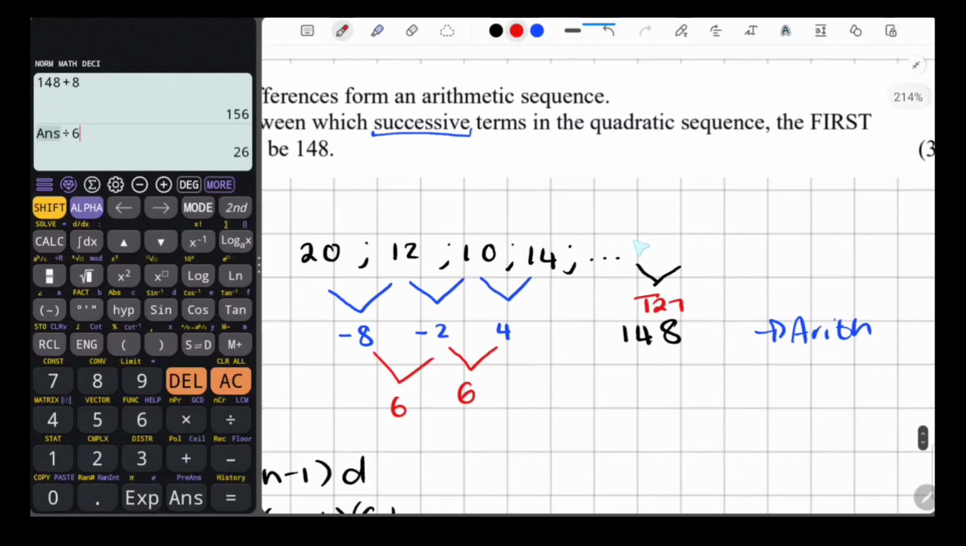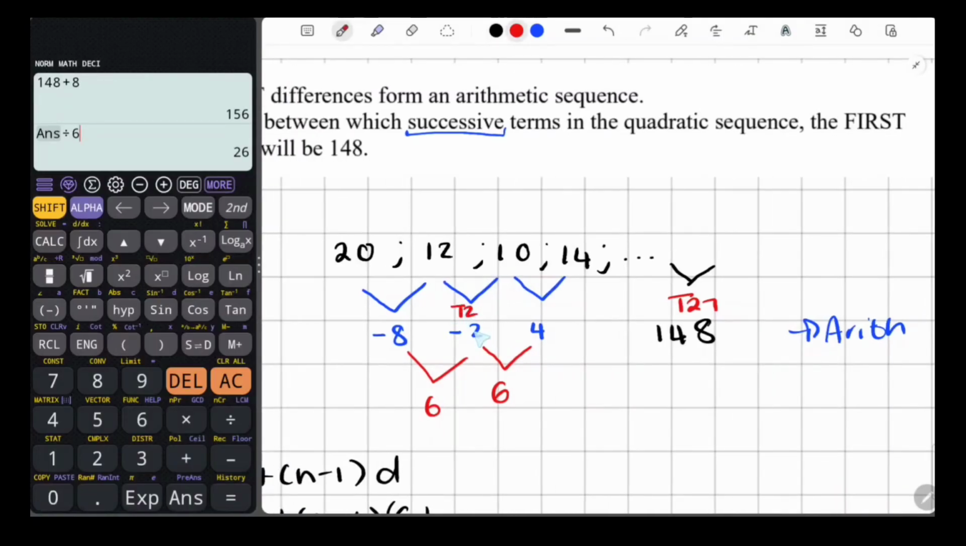The question is between which two terms in the quadratic pattern would this belong to? If we know in the arithmetic pattern it is the 27th term, then to find out which two terms in the quadratic pattern, you could think about it in this direction. T2 in the arithmetic pattern, which is equal to negative 2, is found between these two terms in the quadratic pattern. As you can see, these are the second and the third term in the quadratic pattern, T2 and T3.